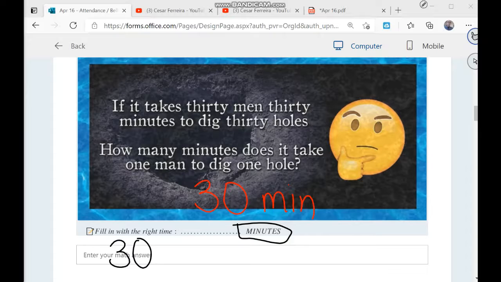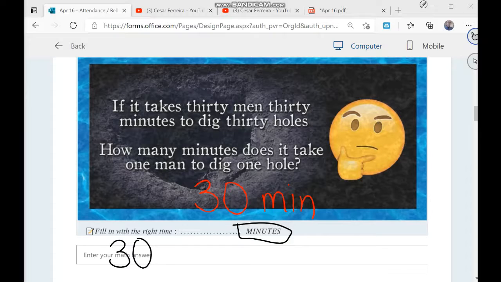And we understand that if it takes 30 minutes to dig 30 holes, each man will dig one hole in 30 minutes. At the end, you're going to have 30 holes. So how many minutes does it take one man to dig one hole? Yes, each man will take 30 minutes. And one is the tricky answer, if you fall for the trick. The right answer is 30 minutes. All right, thank you all.